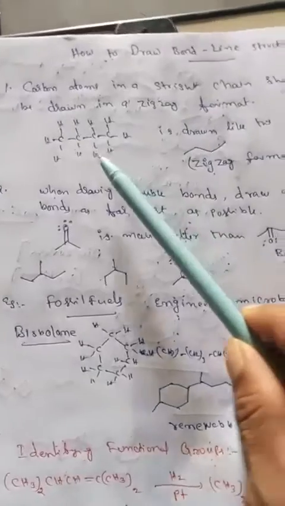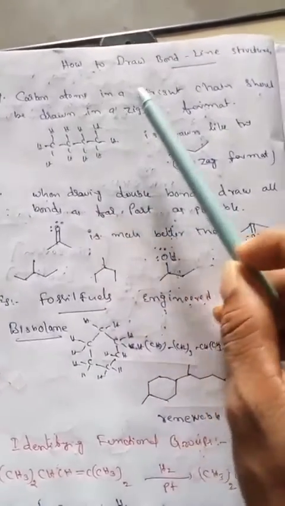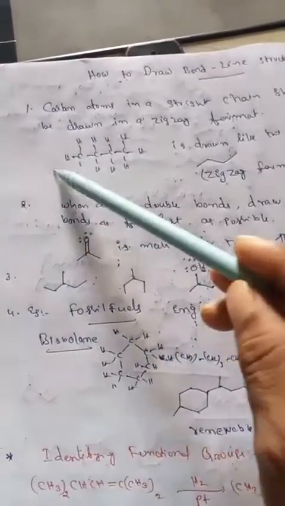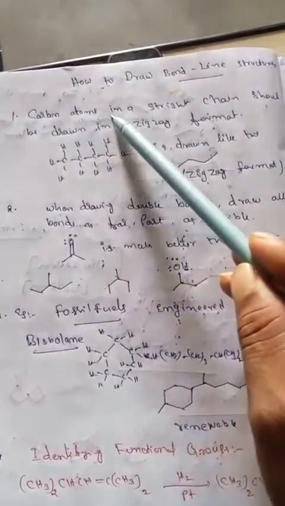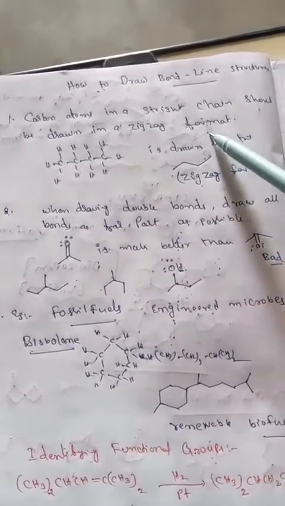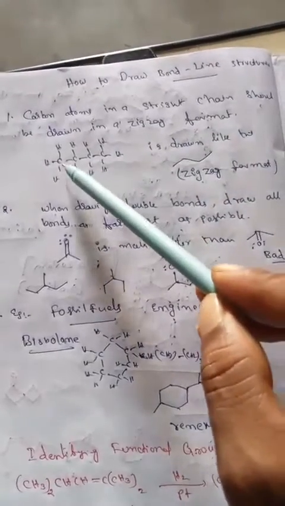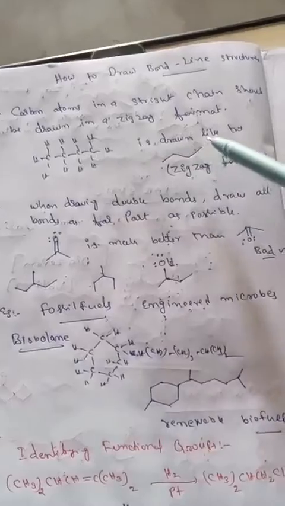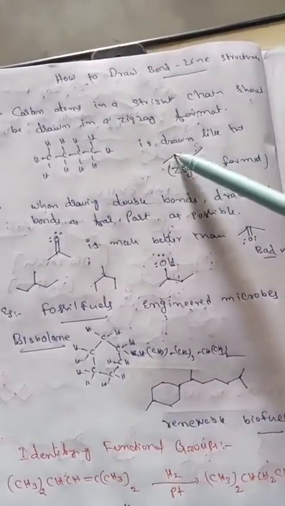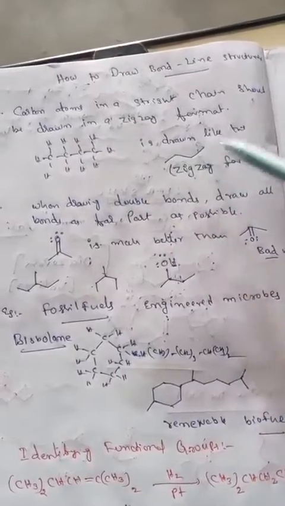These are the bond line structures, you can see like that. First, how to draw bond line structures? There are certain rules. The first one: carbon atoms in a straight chain should be drawn in a zigzag format. We have to draw it in a zigzag, and the same one we can represent like this, drawn in a zigzag manner.